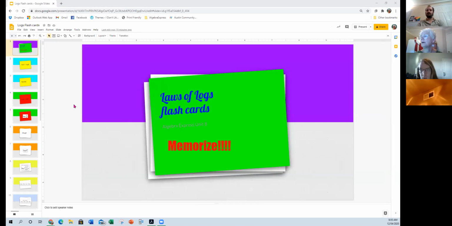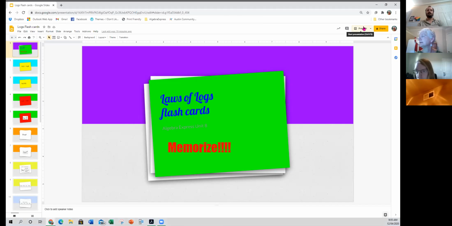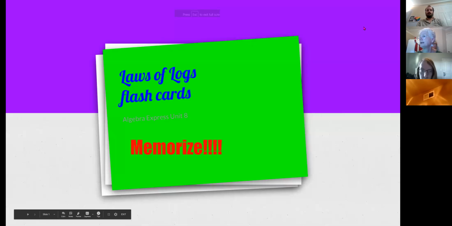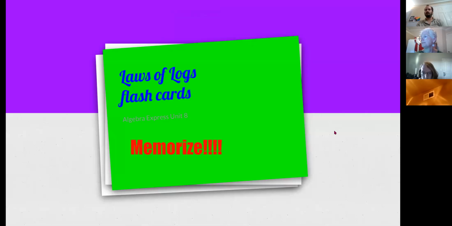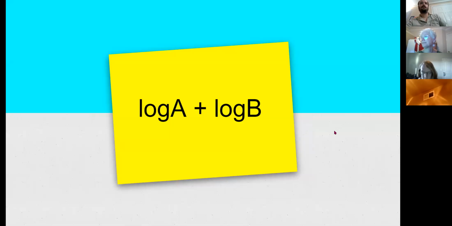Okay, so I want y'all to try these. Again, you should be able to do them very quickly. So I'll give you about 5 or 10 seconds per card. You should be able to do them in your head.